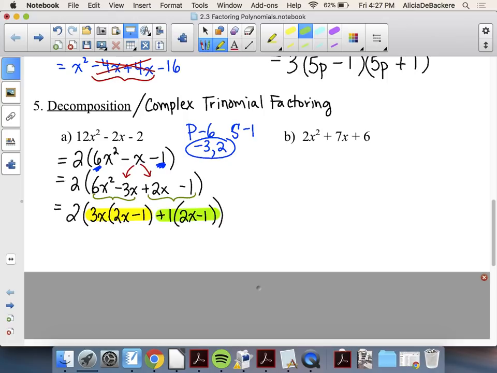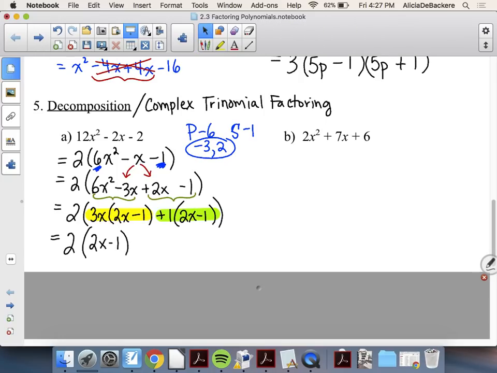That had two matching brackets, so two matching factors. But don't forget that 2 is still out front. I can't get rid of him. But now I'm going to pull the 2x minus 1. It's in common. My yellow term and my green term both have a 2x minus 1.